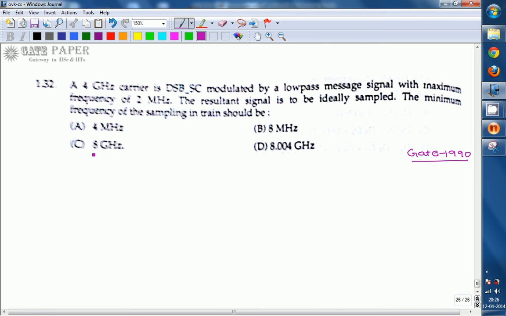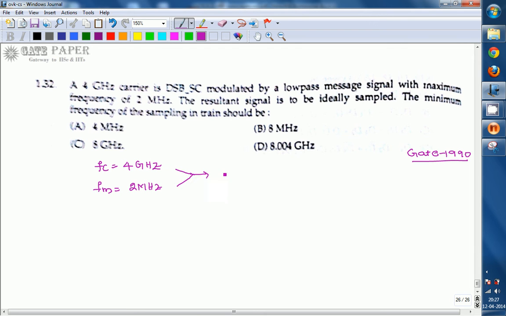Okay, first of all, a 4 GHz carrier signal is given. The carrier frequency is FC equal to 4 GHz, and the maximum frequency of the message signal is given, that is FM equal to 2 MHz. Now by using this carrier and message signal, amplitude modulation takes place, that is double sideband suppressed carrier.